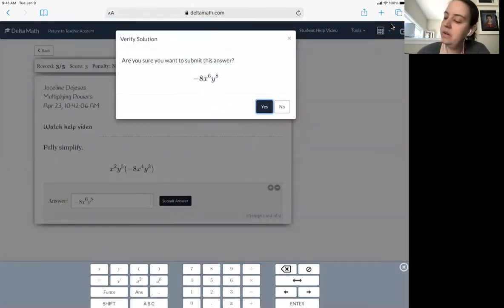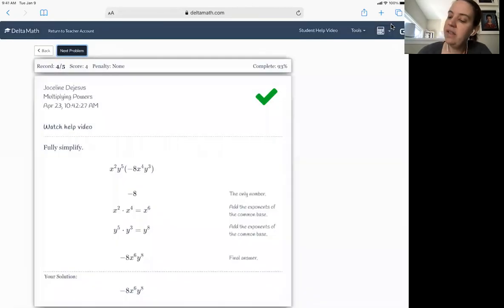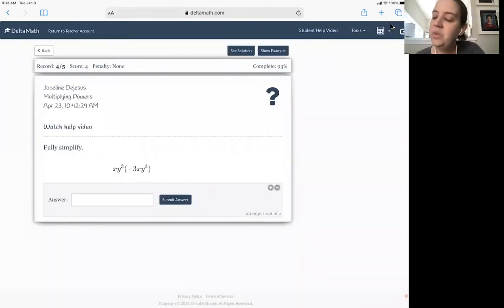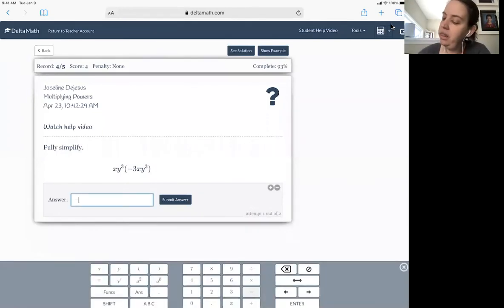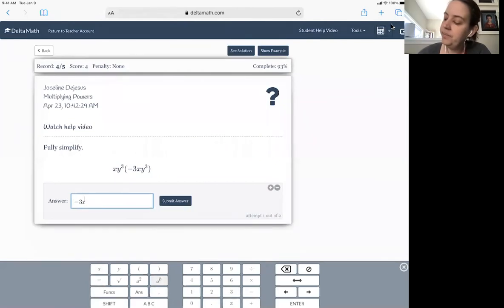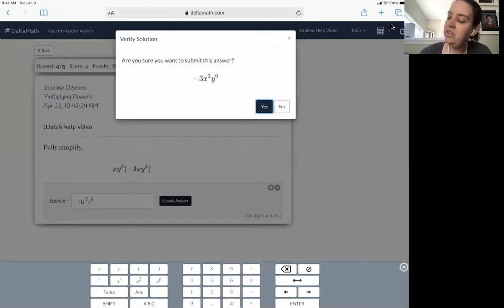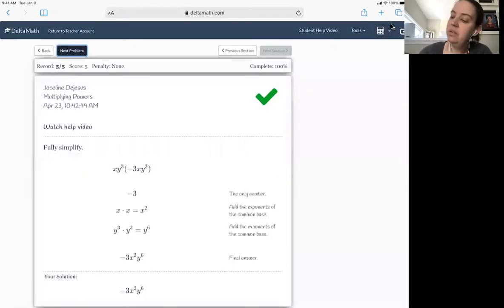And submit the answer. Okay, I think I've got one more here. There's a 1 in front of the first piece and a -3. So this would be a -3. x to the 1 and x to the 1 is x squared. And then we have y cubed and y cubed becomes y to the 6th. Okay, that should be it, folks. There you go. So hopefully that'll help you with the multiplication problem.